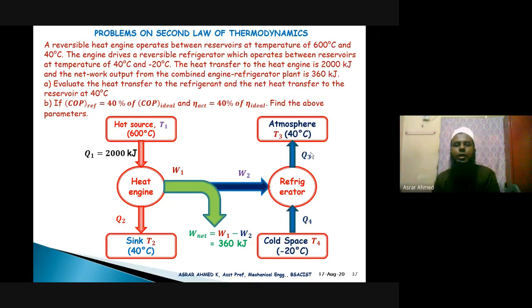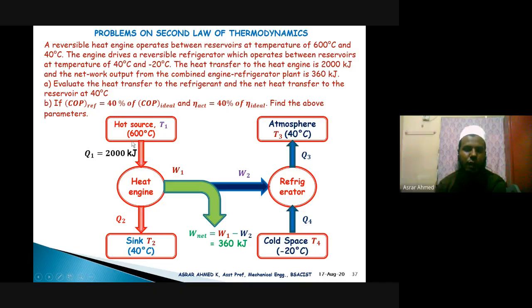So what we'll do is, it will be very confusing if you take these two devices together. If you take these two devices together, it will be very much confusing. So we will split the problem into two parts. One is the problem with respect to heat engine, the other one is the problem with respect to refrigerator. Then we will combine, then it will be an easy way to solve the problem. Otherwise, if you have this combined diagram, it is very complex. So we'll split it into two halves.